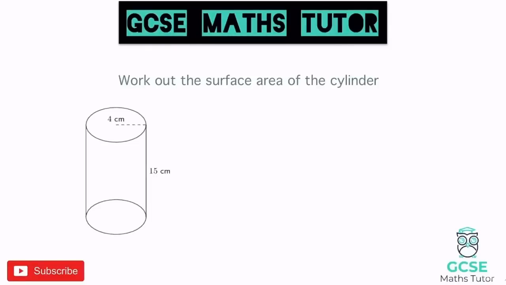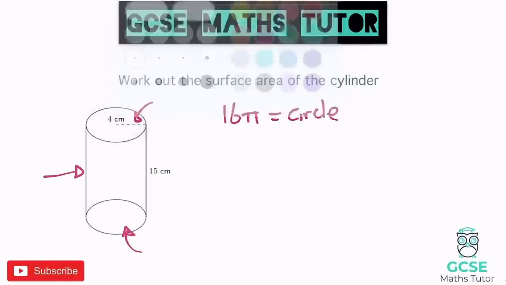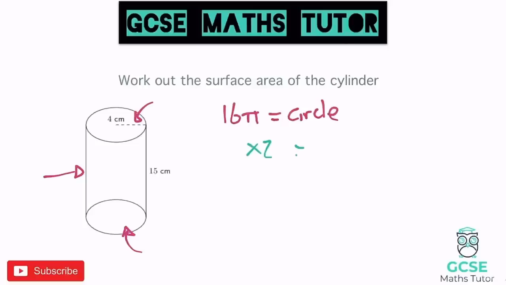So surface area of a cylinder is a little bit more complicated because we've got these two circles to work out, and then we've got this shape wrapped around the outside of the cylinder. So the area of the circle we've actually already worked out. Pi times r squared is 16 pi, and that equals the circle. Okay, and not forgetting we've got two of those, so let's times that by 2, which gives us 32 pi, which again is a number, but I'm just going to leave it till the end for the area of my two circles.